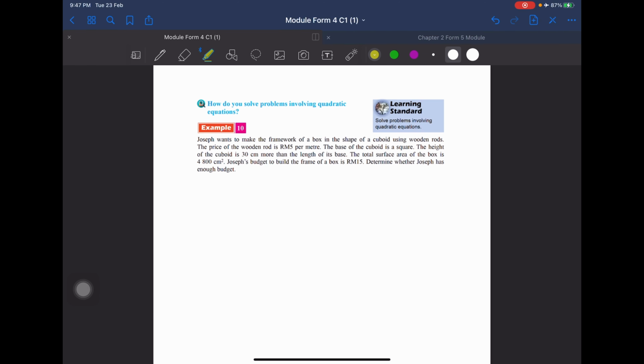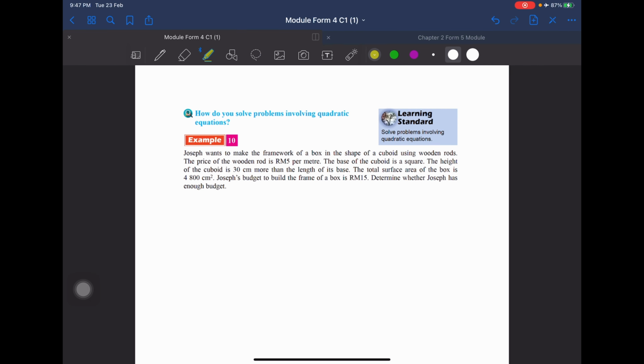Okay, so let's go to the last subtopic. The last learning standard is solve problems involving quadratic equations. So tadi awak dah belajar macam mana nak sketch. Now we learn how to solve problems by using quadratic equations.